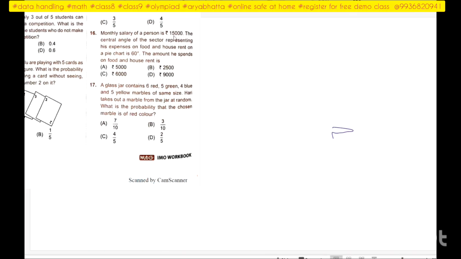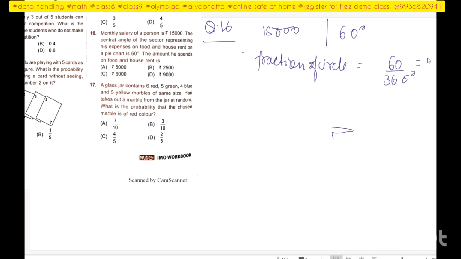Monthly salary of a person is 15,000. The central angle of the sector representing his expenses on food and house rent on a pie chart is 60 degrees. The amount he spends on food and house rent is? Question number 16. You have been given that monthly salary is 15,000. The total angle of the two items, food and rent, is 60 degrees. So fraction of circle will be 60 by 360, so you are getting 1 upon 6. So amount will be 1 upon 6 of 15,000. So you are getting 2,500. So option is your B.